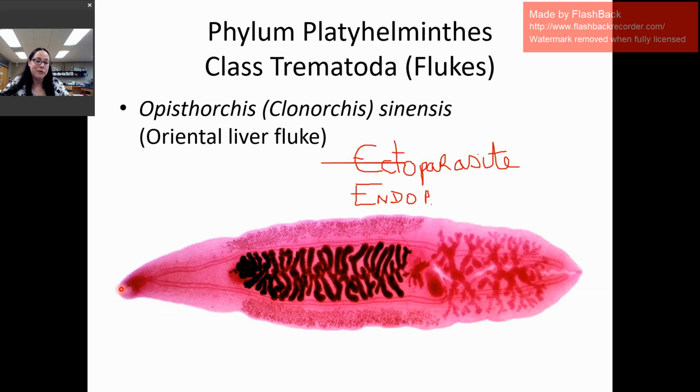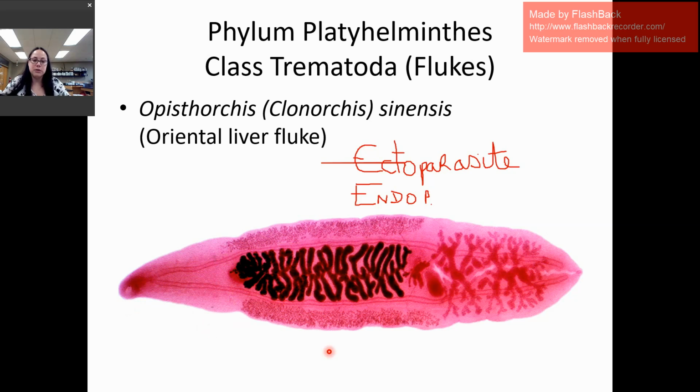Because I can see the mouth over here, and it also has a sucker that allows the fluke to attach to whatever organ they attach to, so the liver for this one. And then those tubes here that you see is a tube divided in two. You have one part over here, and then one part over here. These are the gastrovascular cavities, so it's their intestine, okay?